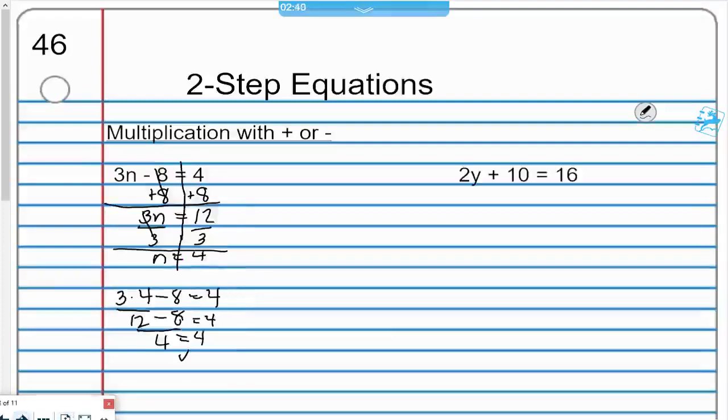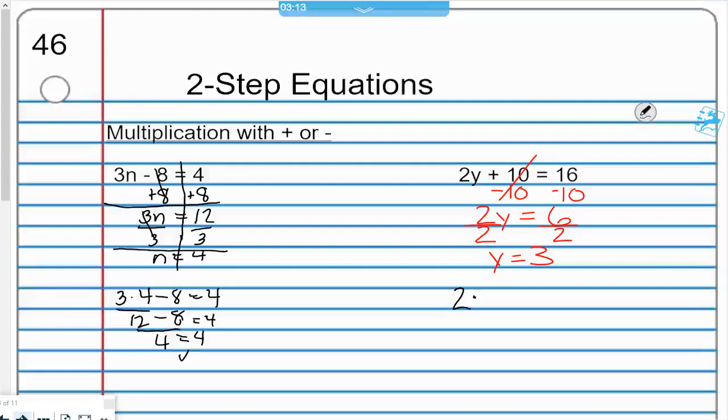Okay, next one. 2y plus 10 equals 16. So the first thing I need to do is get rid of my number that does not have a variable. The opposite of plus 10 is minus 10. So it leaves me with 2y equals. I need to subtract 10, which leaves me with 6. 2 times y, the opposite is to divide. So I'm going to divide both sides by 2. Y equals 3. Well, let's check it out to make sure.